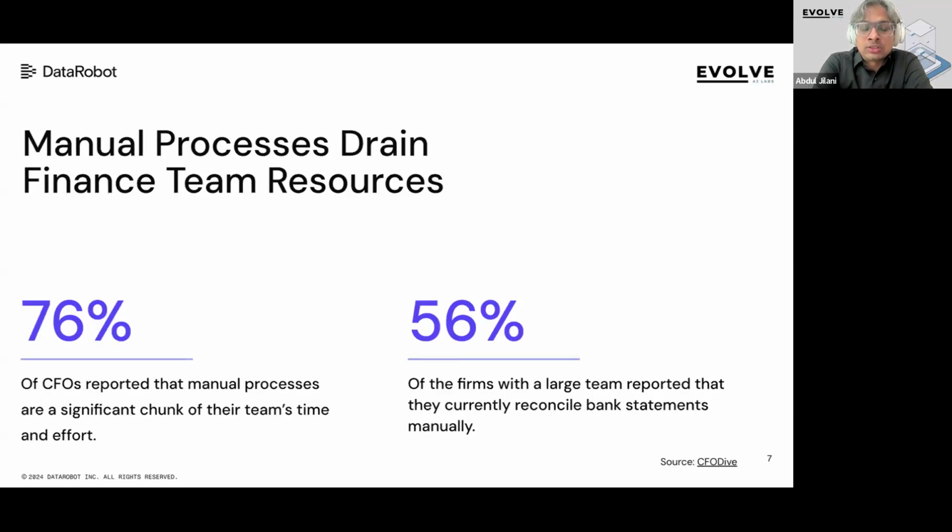At least 76% of CFOs in a survey mentioned that manual processes take up a significant chunk of their team's time and effort. Manual processes, even though they are effective, have a lot of challenges, not only cost and time. 56% of financial firms with large teams also reported that they still manually reconcile bank statements. Again, manually reconciling financial statements takes up a significant chunk of cost and effort for these firms.